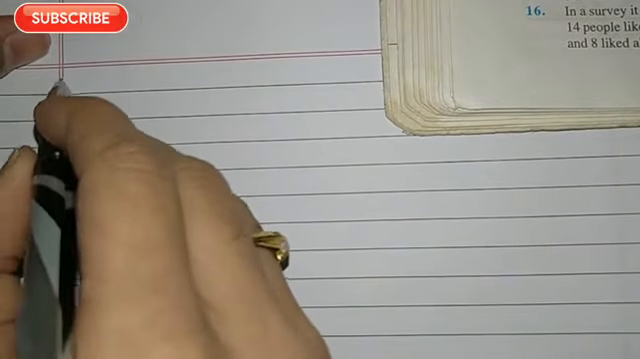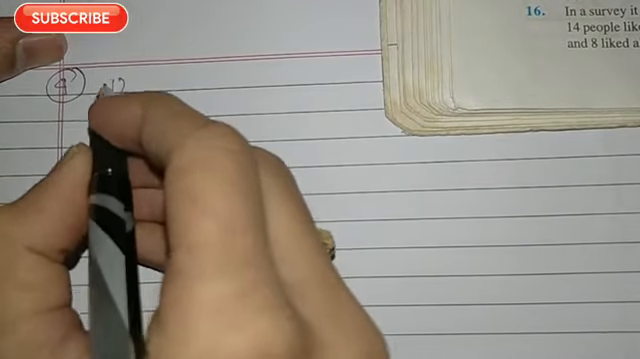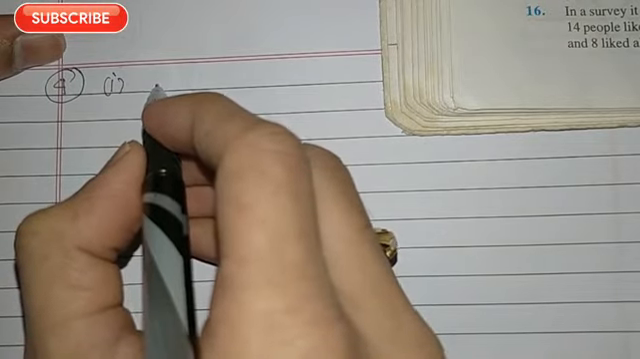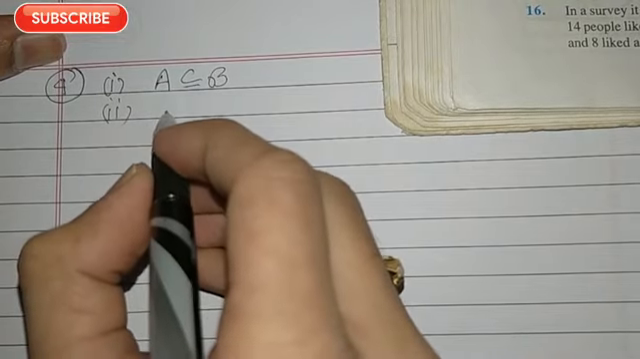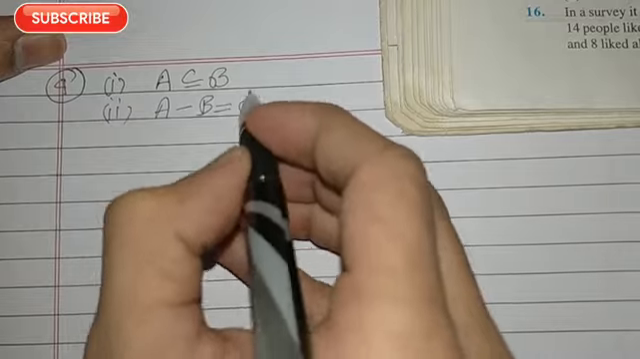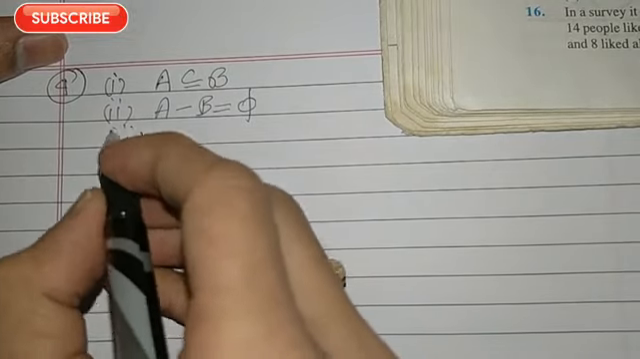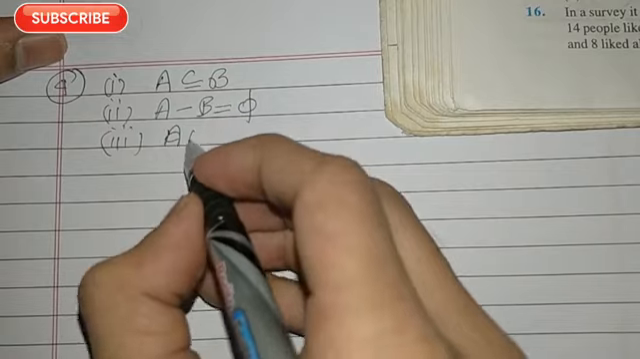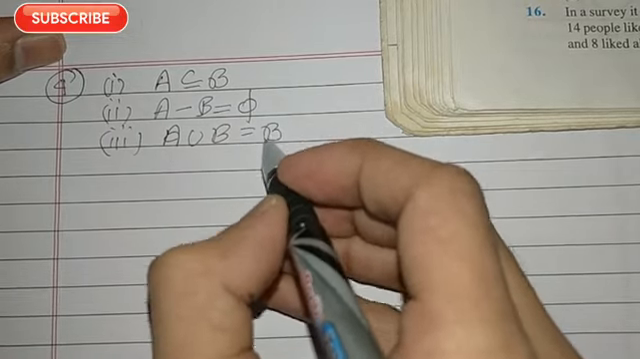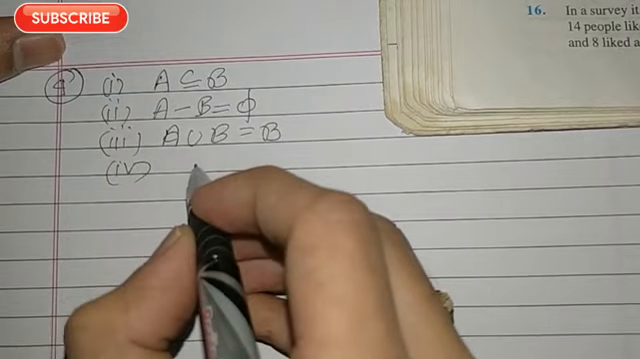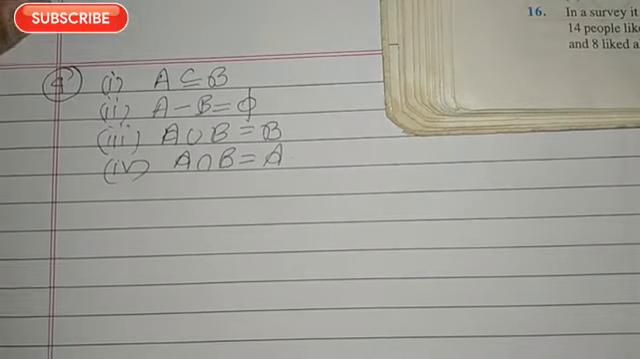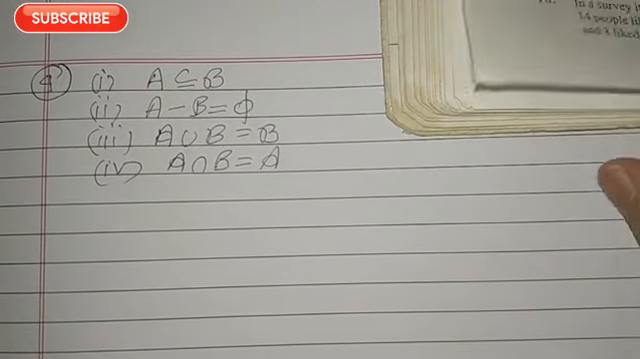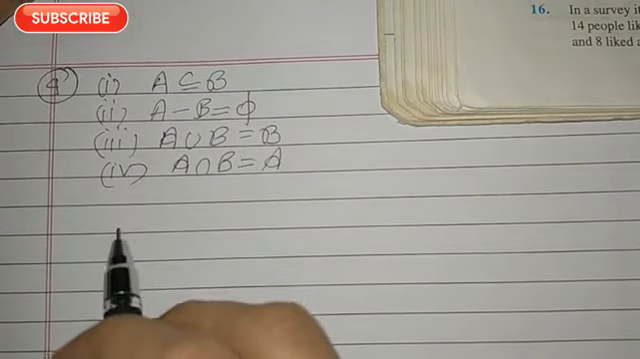First we will write what is given to us. The first statement is A is a subset of B. The second statement is A minus B is the empty set. The third statement is A union B is equal to B, and the fourth statement is A intersection B is equal to A. We have to prove that all these 4 are equivalent.